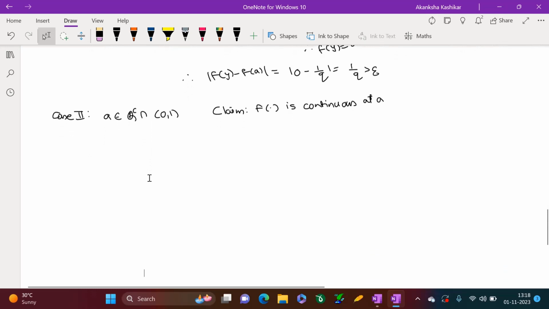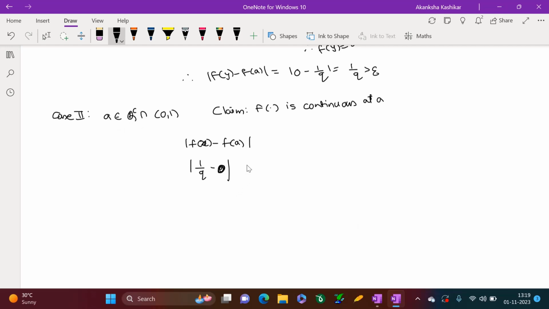Now a is in 0 1, and again in this interval there will be rationals as well as irrationals. So if I have irrationals, then I won't have any problem. Whenever I consider x as irrational, then fx will also be 0, fa will also be 0, so I don't have to worry about it. So I have to worry about rationals in this neighborhood. For rationals, what will I have? I will have 1 by q, and this will be 0. F of a is 0 because a is irrational.